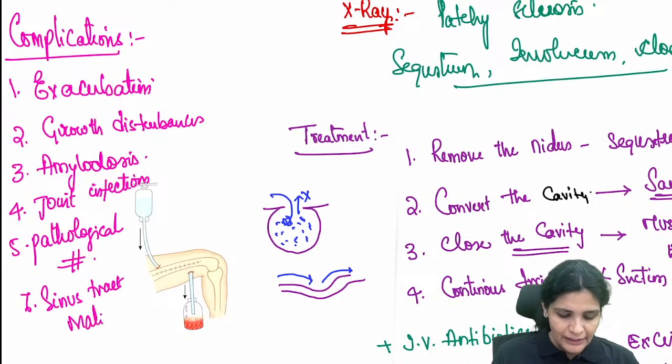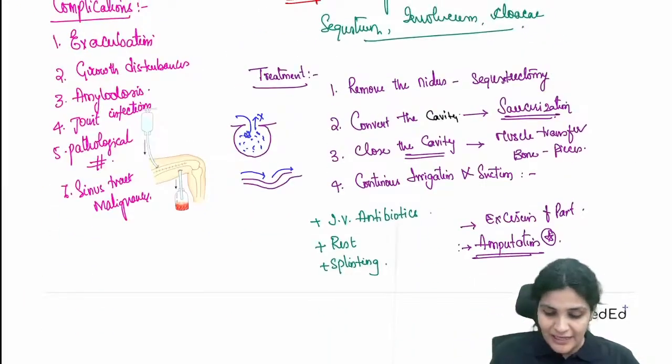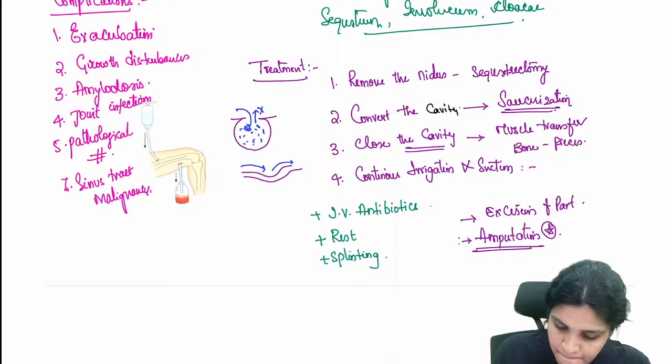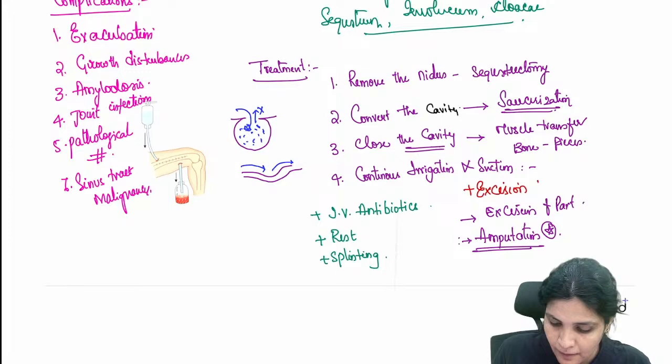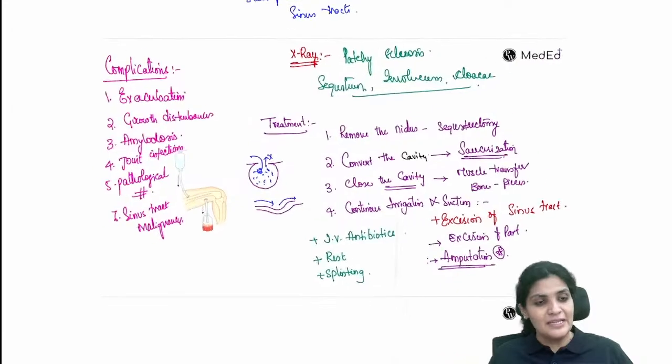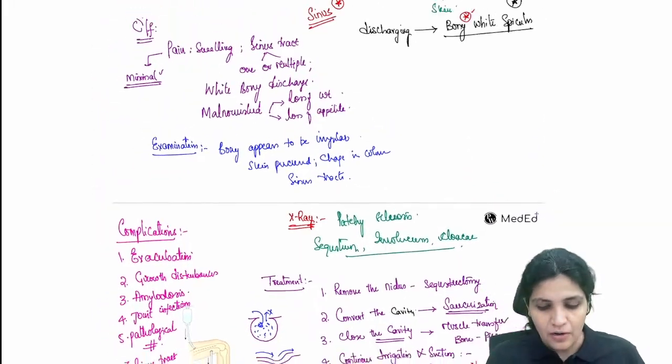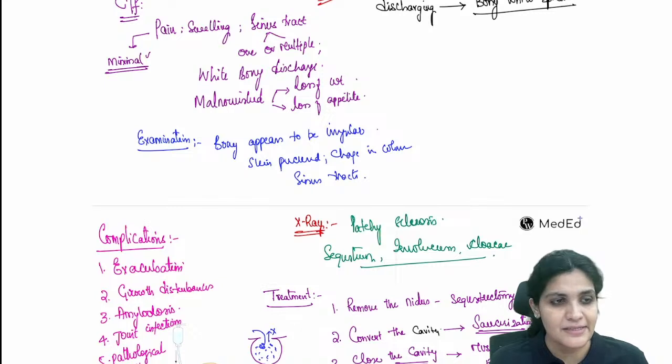So whenever you're dealing with chronic osteomyelitis, what you have to do is excise this sinus tract, as they can result in malignancy. You have to excise the sinus tract. So these are some of the complications of your chronic osteomyelitis.